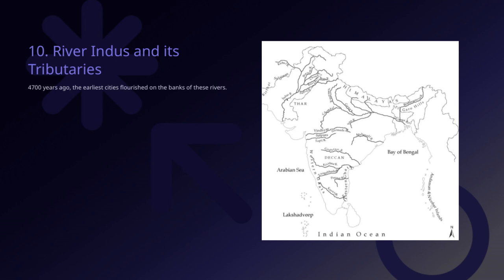The interconnected network of tributaries meant that these cities could thrive and expand, making the region a cradle of early civilization. Understanding the importance of these rivers helps us appreciate how natural resources directly influenced human progress and societal development over thousands of years.